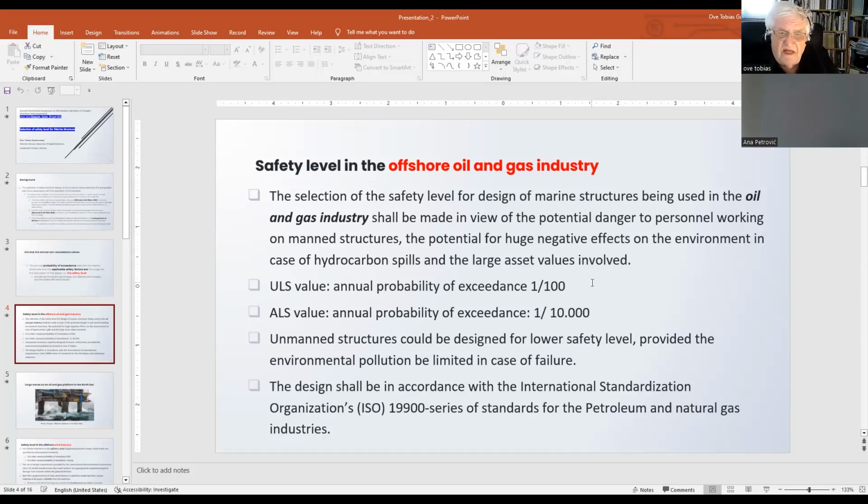So the ULS value is the annual probability of exceedance of 1 out of 100, the 100-year value. The ALS value is 1 out of 10,000 in the oil and gas industry. That's 10 to the -4 annual exceedance probability. If we have an unmanned structure, we could design for a lower safety level in case the environmental pollution is limited.